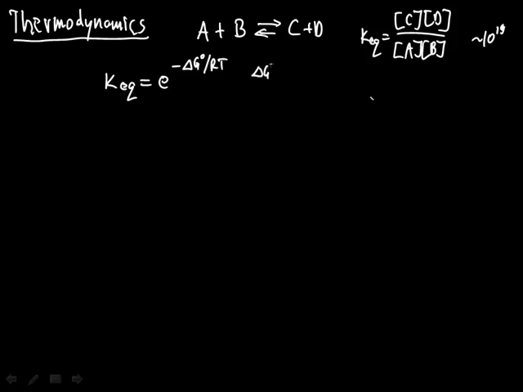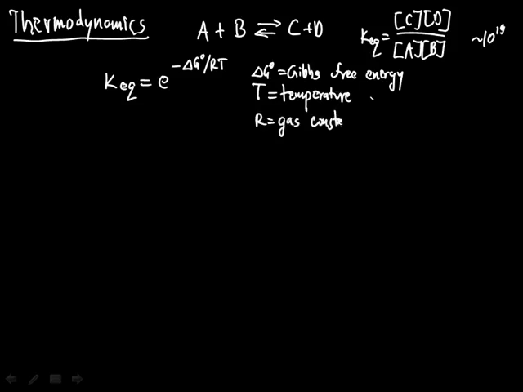Delta G here is the Gibbs free energy, T is temperature in degrees Kelvin, and then finally R is the gas constant. And now the reverse relationship is that delta G, the energy outcome of a reaction, equals minus RT ln K_eq.